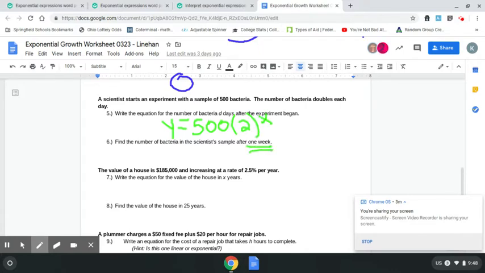After 1 week equals 7 days. So we plug 7 in for there because we know that it's days because it says back here that it doubles each day. We plug 7 in and we clean that up with a calculator.